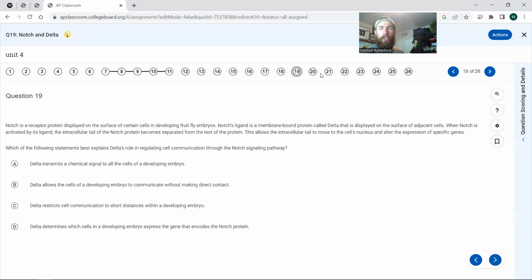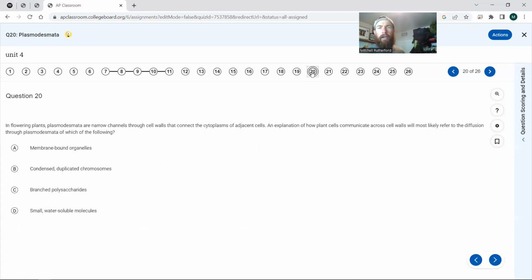We're going to go over to 20. All right. Got a few more. Flowering plants, plasmodesmata. Oh God, what are those? Adjacent cells, if you know that word from SOHCAHTOA in geometry. An explanation of how plant cells communicate across cell walls. Okay, again, our cell communication thing is we've got molecules landing on membrane proteins. If we just remember that concept, we'll get really far. Okay, so the question is, the diffusion through plasmodesmata of which of the following?